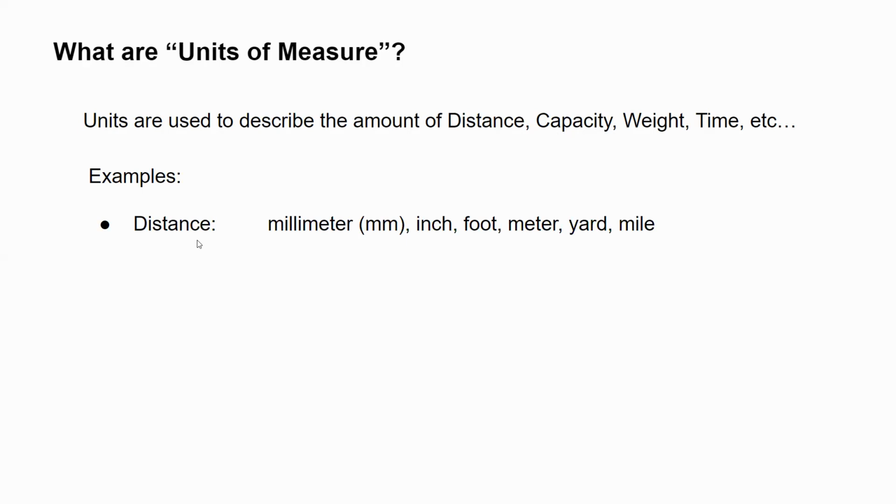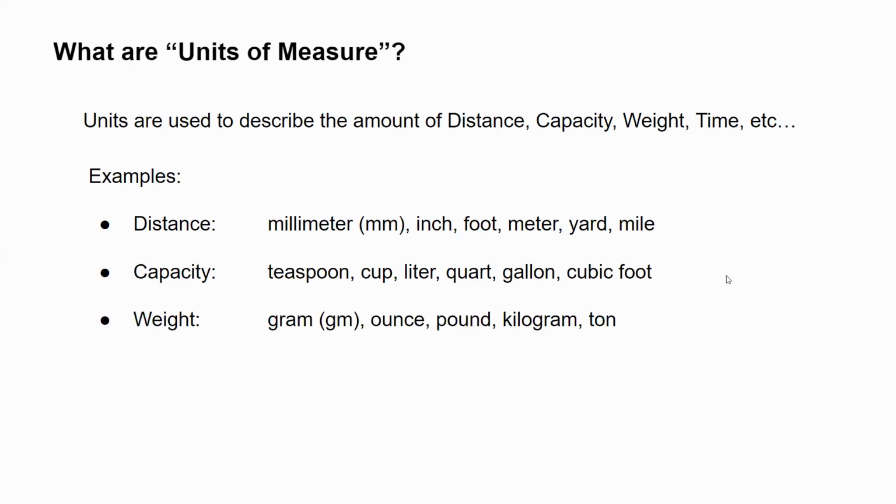So for distance, depending on the amount that we're measuring, we might use a variety of different units like millimeters, inches, feet, meters, yards, miles for really long distances. Similar for capacity, teaspoon, cup, liter, quart, gallon, cubic foot. For weight, we have a number of different measurements like grams, ounces, pounds, kilograms, and tons, all used to measure the same kind of thing, but for different amounts. And similar for time, we have seconds, minutes, hours, days, months, and years.